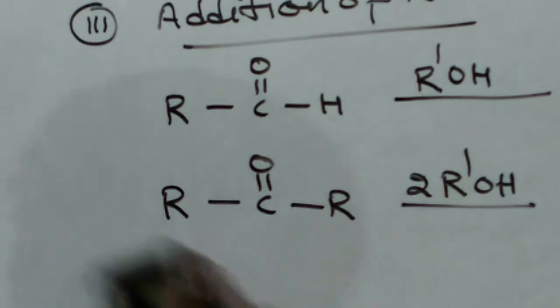Next reaction will be addition of ethylene glycol. Ethylene glycol is used for protection of the carbonyl group. Any carbonyl group can react with ethylene glycol to form cyclic acetal or cyclic ketal as a product. Any aldehyde or ketone reacts with ethylene glycol to produce cyclic acetal or cyclic ketal as a product.